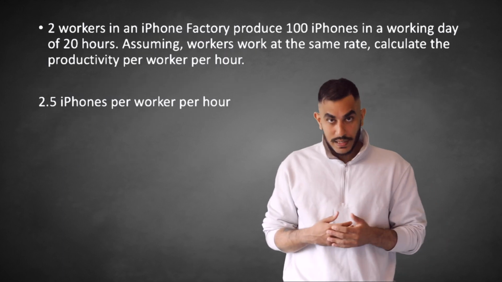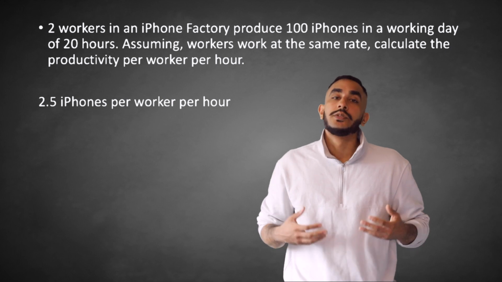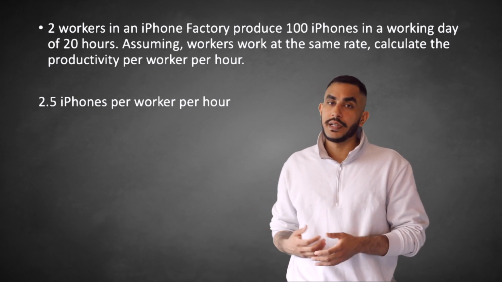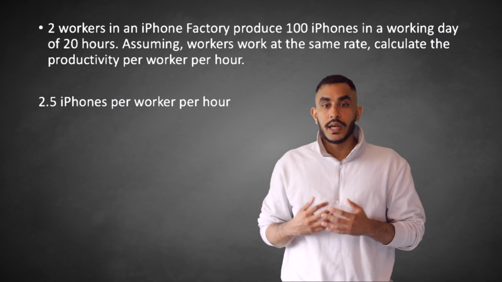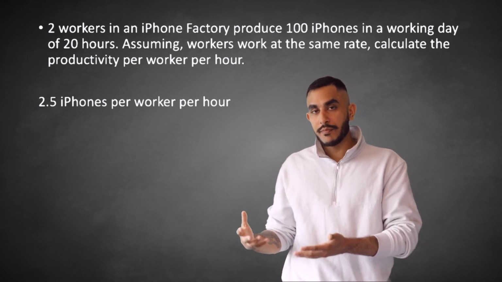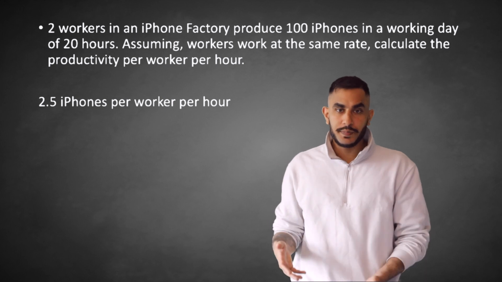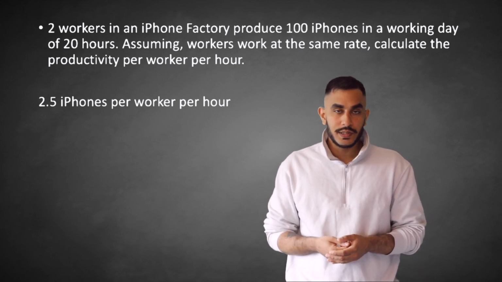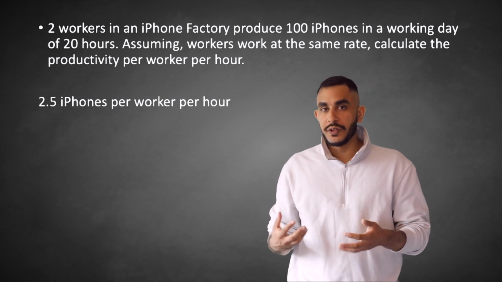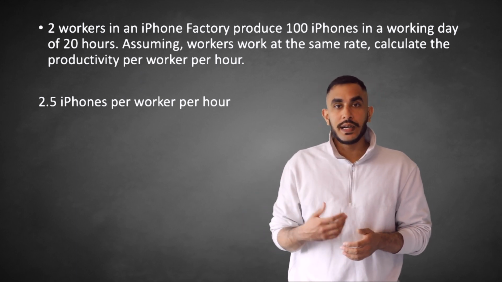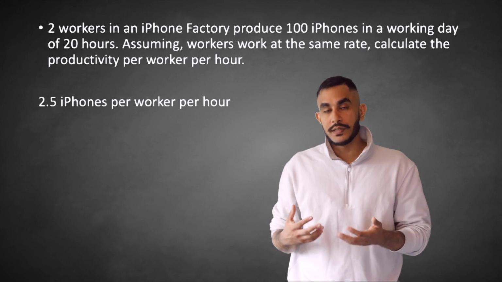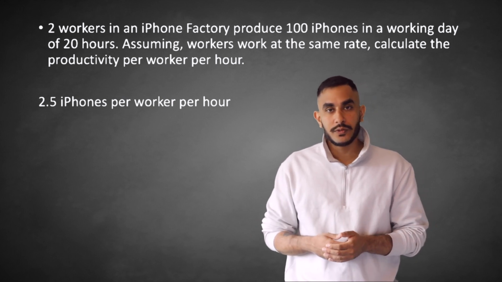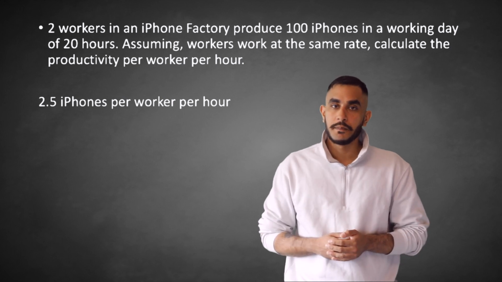Here's another example of how to calculate productivity. 2 workers in an iPhone factory produce 100 iPhones in a working day of 20 hours. Assuming that the workers work at the same rate, calculate the productivity per worker. Well, if 2 workers produce 100 iPhones in a day, 1 worker would produce 50 iPhones in a day. We divide those 50 iPhones by 20 hours, meaning each worker produces 2.5 iPhones per hour.